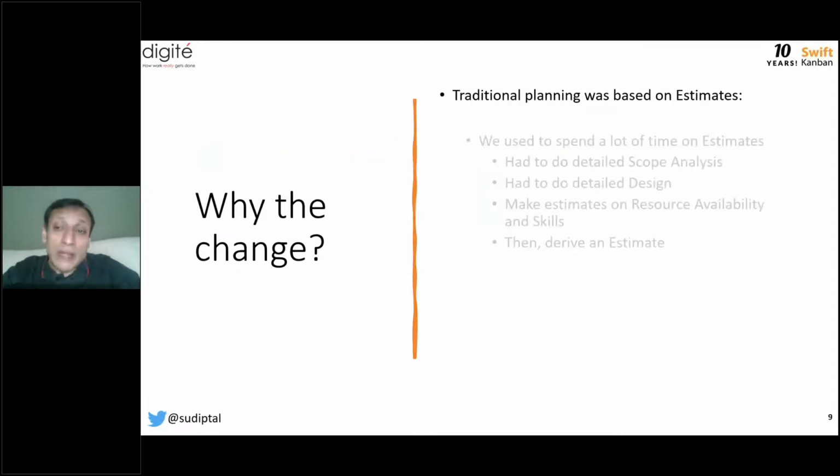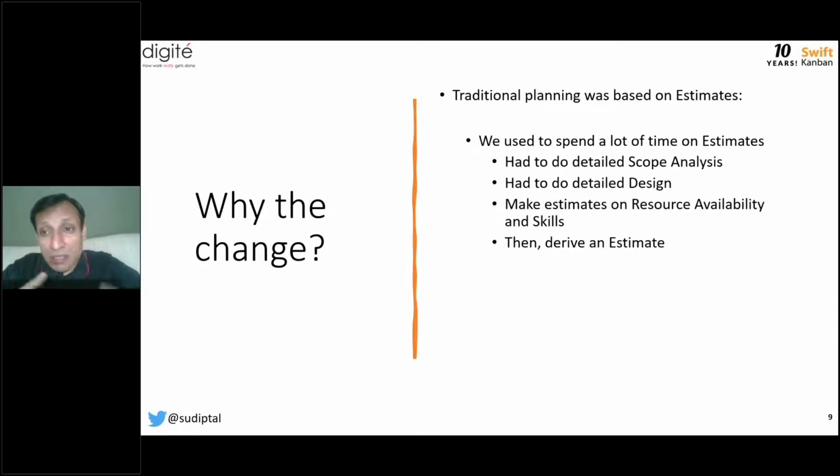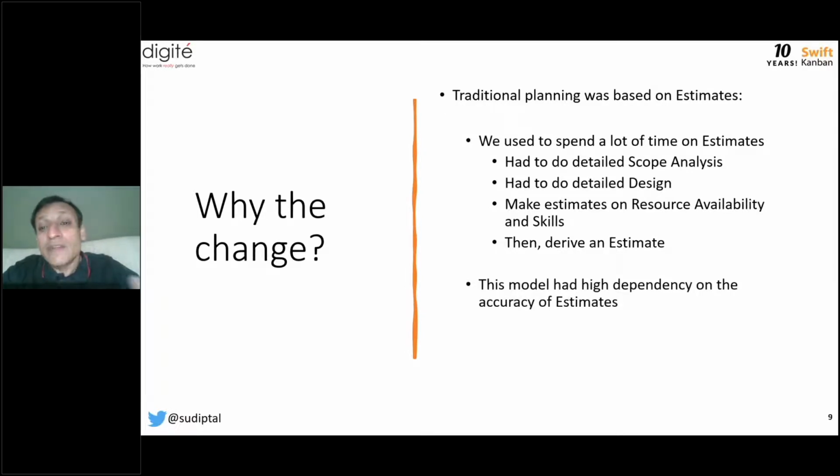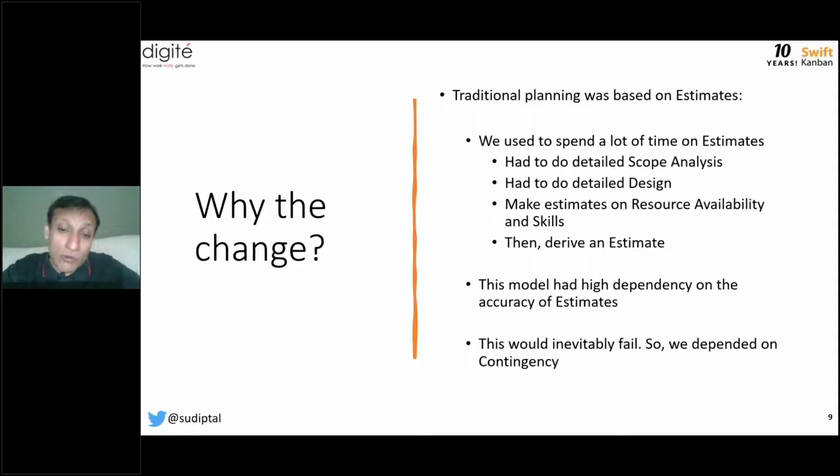So traditional planning was based on estimates, because we started with the premise that we knew what had to be done, so estimation made sense. And despite that premise, the fact is it would inevitably fail. So we used to always plan with a bucket of contingency, hoping the law of averages would work out. If X is slipping by 20%, hopefully something else will slip less, and I will have some contingency to make up for it. But it was a kind of game of chance.